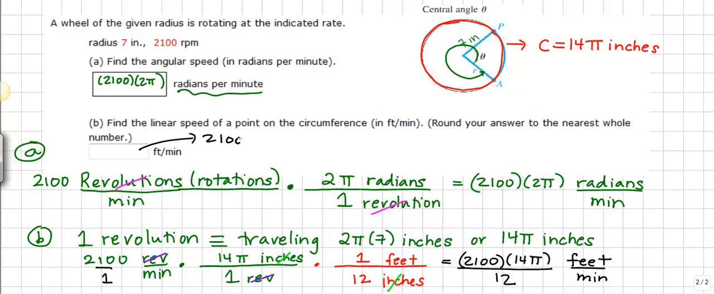Okay? So, yes, angular speed and linear speed are intrinsically related because one revolution is equivalent to the angle 2 pi radians and is also equivalent to traveling around the circle the length of the circumference.